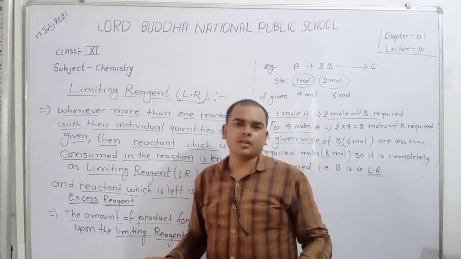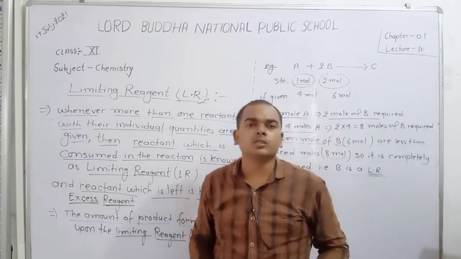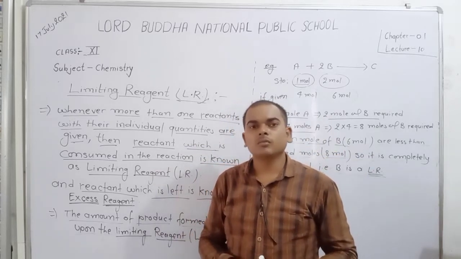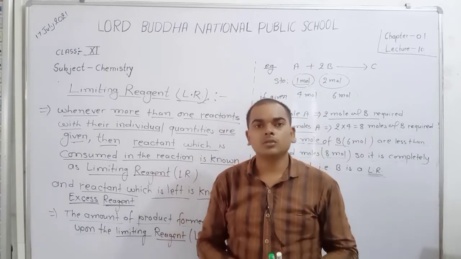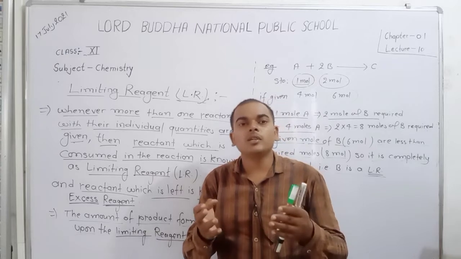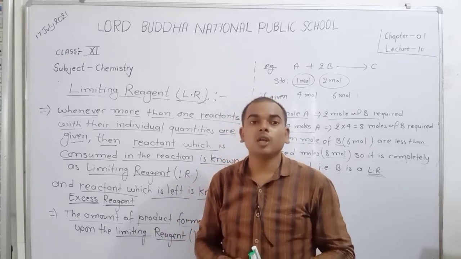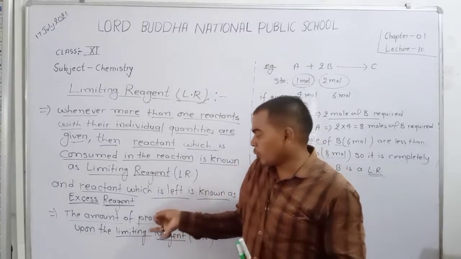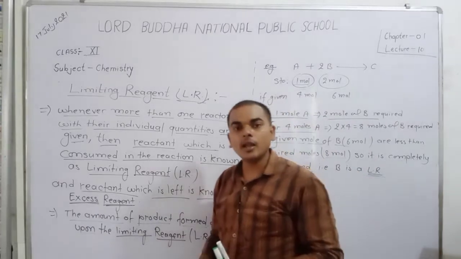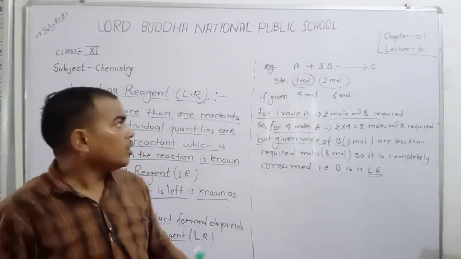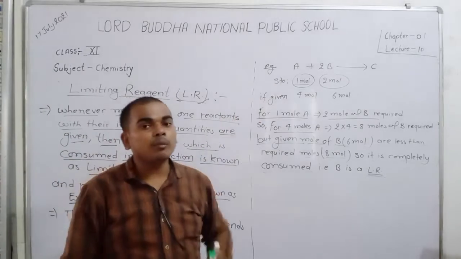In any chemical reaction, if a question asks for the amount of product formed, first you find which is the limiting reagent, because the product formed depends upon the limiting reagent, that is LR. Okay student, now let us discuss the limiting reagent by an example.